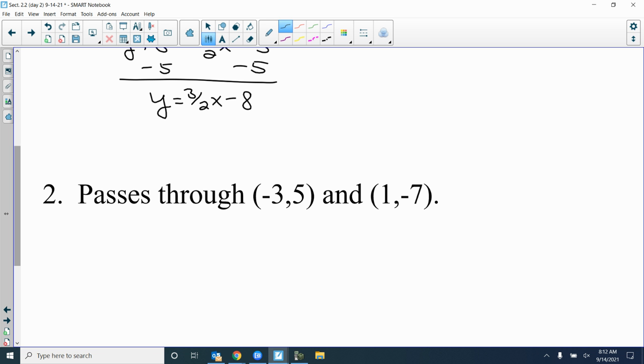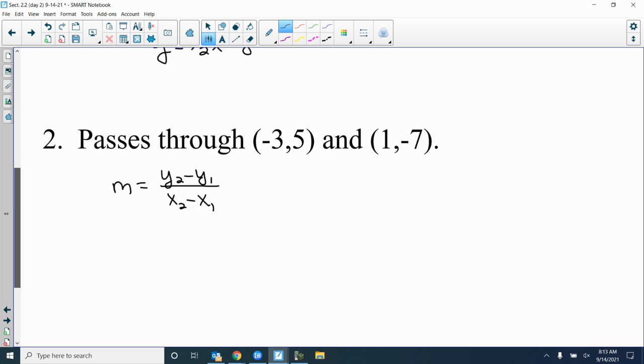Can we figure out the slope? Yeah, use your old slope formula. So we're going to have to find the slope. So m equals, remember the slope formula is y2 minus y1 over x2 minus x1. And so that's going to be -7 minus 5 over 1 minus -3, which becomes 1 plus 3. I get -12 over 4, which is -3.